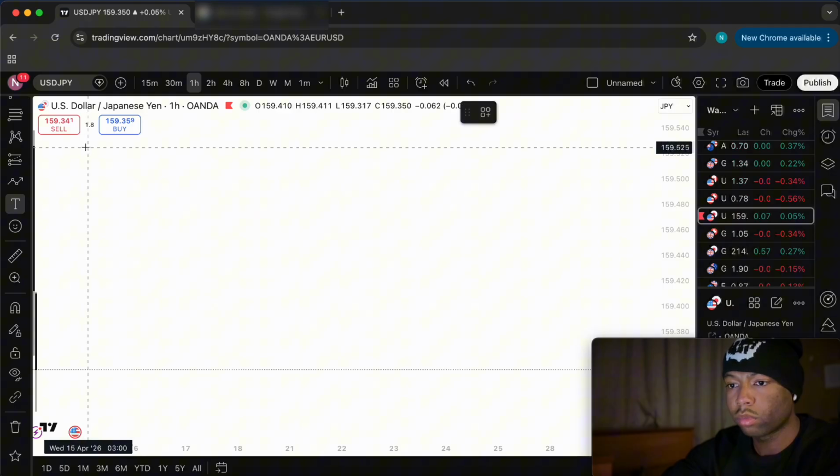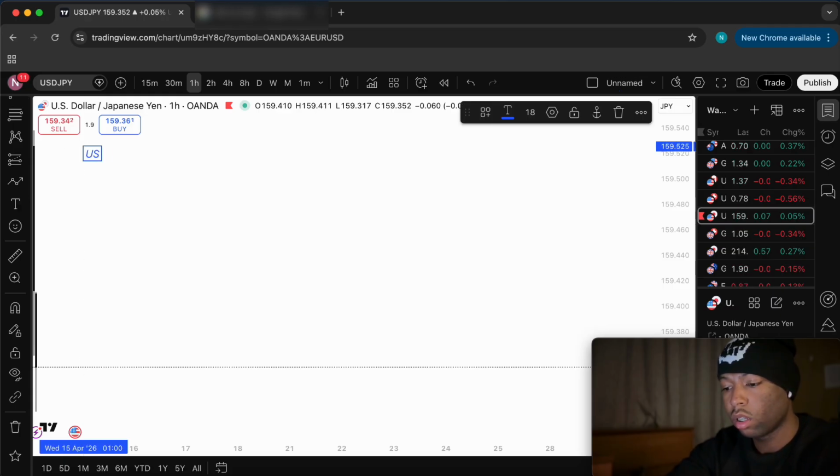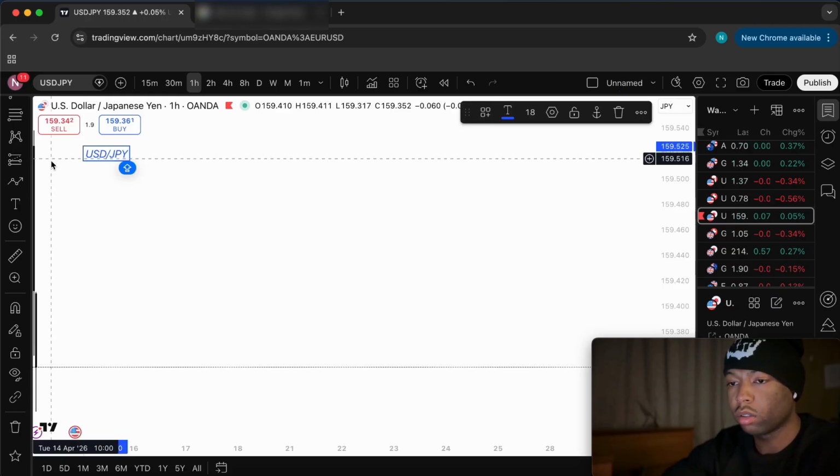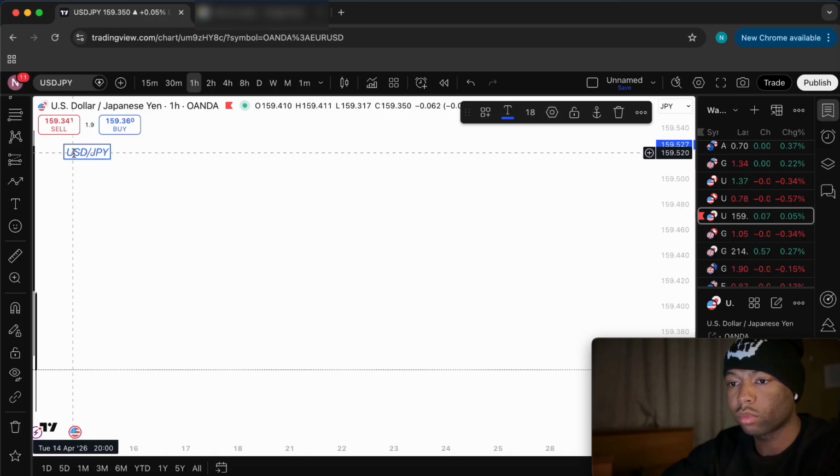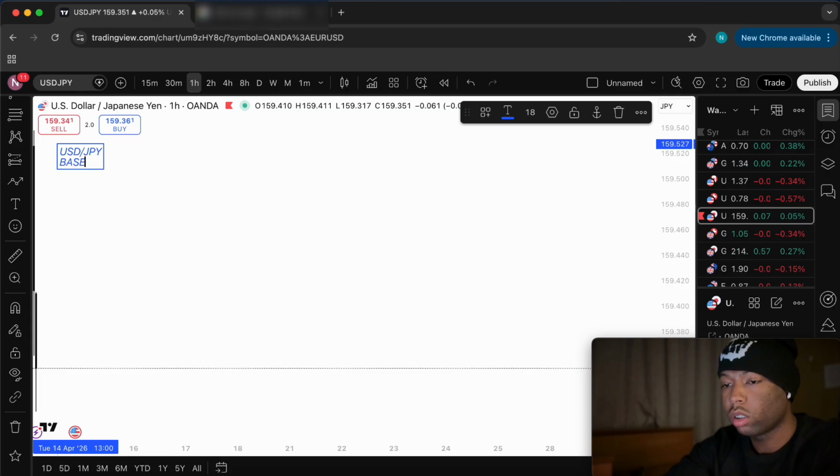So today we have the US dollar versus the Japanese yen, right? The US dollar, because it's first, what is it? The base currency, right? Japanese yen is the quote currency. Okay? Now, the base currency is always equal to 1, right? So what does that mean?